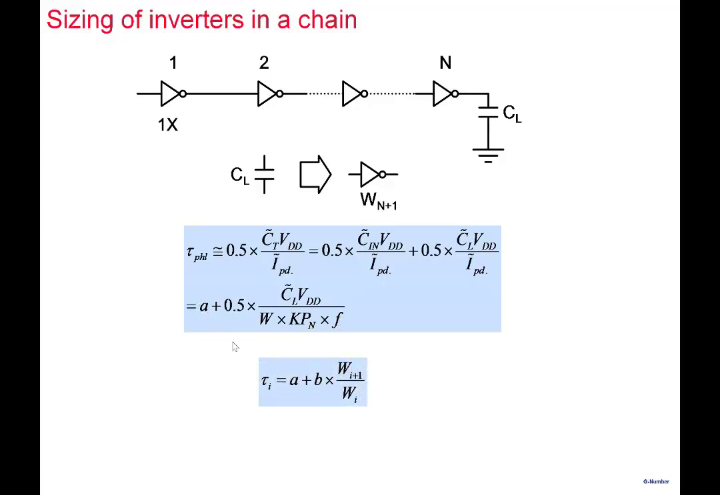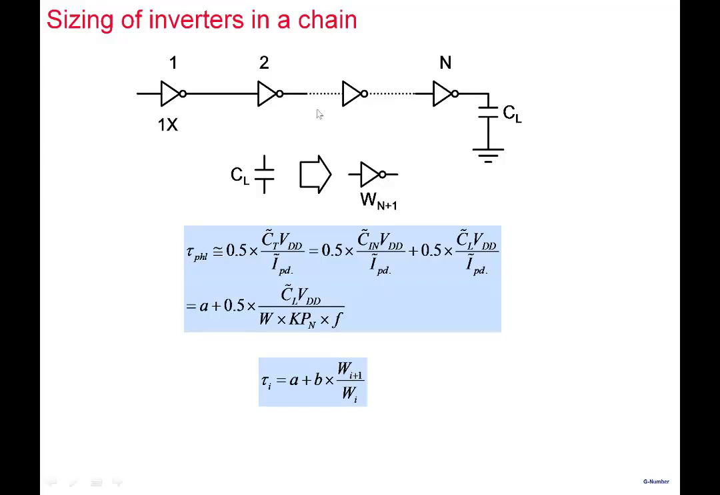I can write this as A plus this whole factor that you see here. Because CL, as I said, the load, I can model as another inverter of some size W. And so I can write the inverter delay as A plus B, the whole thing times W(i+1) by Wi. Suppose I'm talking about the ith inverter. So the ith inverter's load is what? The load is the input capacitance of the next inverter. So that load CL would be proportional to W(i+1). The input capacitance of that particular one would be W(i+1).